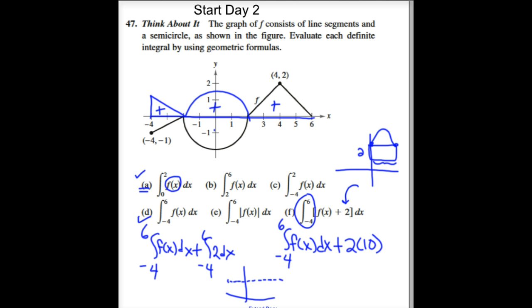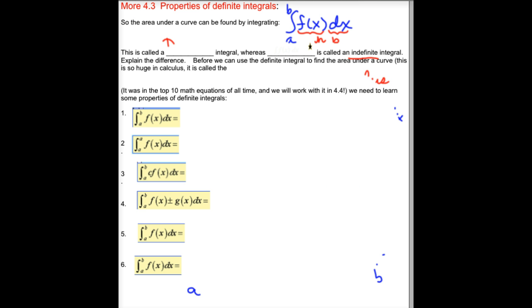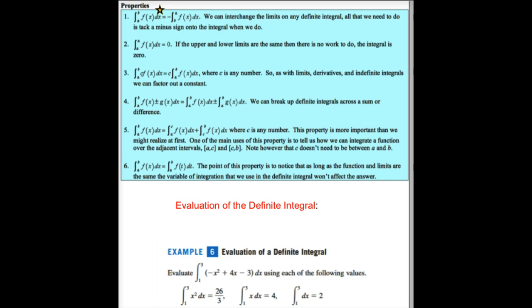And if you're evaluating it from negative 4 out to 6, you would have a 10 by 2 rectangle being added to that function. So it just adds 20 on. So when you see that plus on the back side of there, it's just adding a big chunk of area to the entire thing. All right, so now let's go combine that with all our properties.